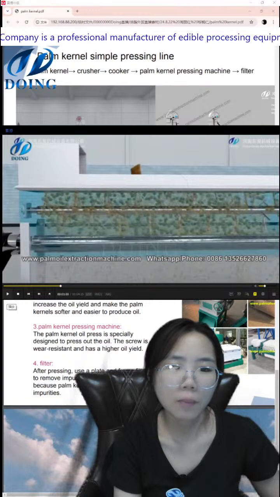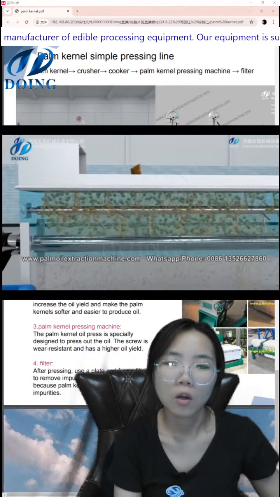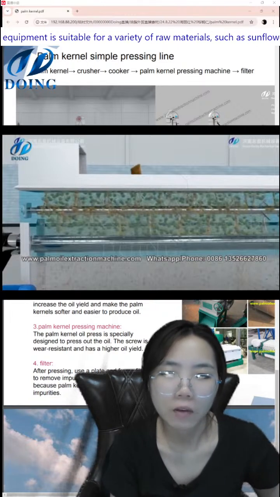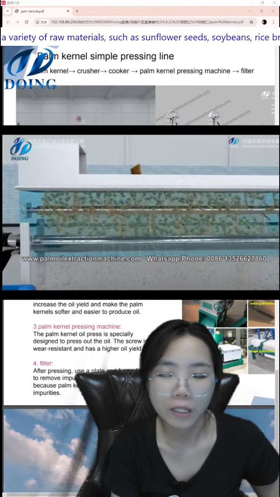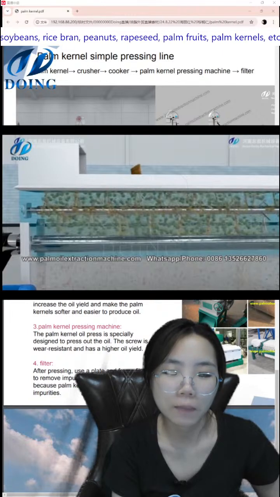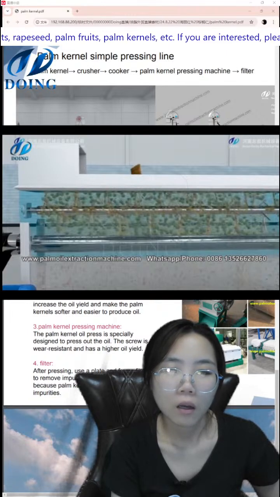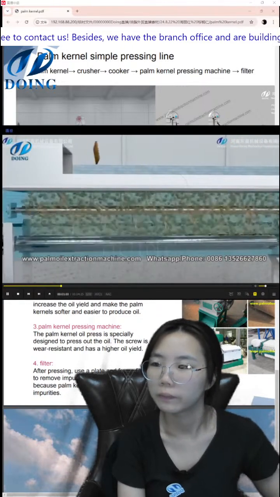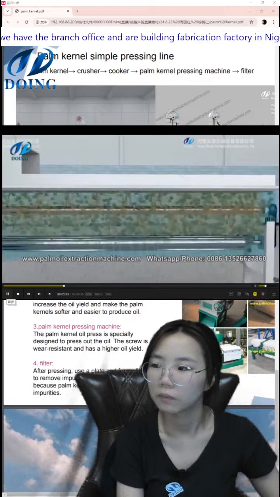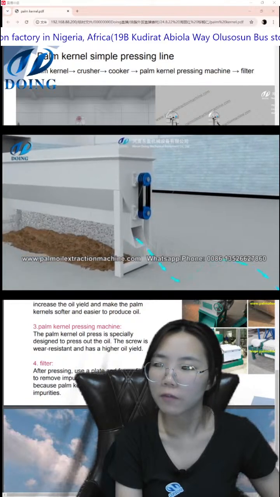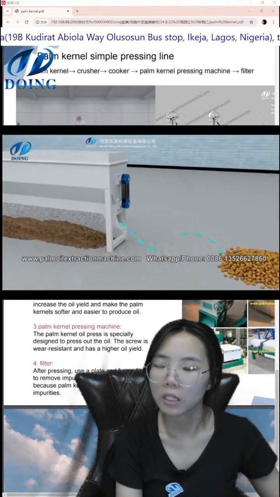And this machine's processing capacity is 2 to 4 tons per hour. This machine has a larger processing capacity and high efficiency, which can achieve a good separation efficiency. With this machine, we can get the clean palm nuts. We can see this video. And this is the fiber, and this is the clean palm nuts.